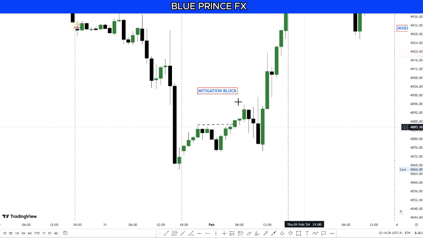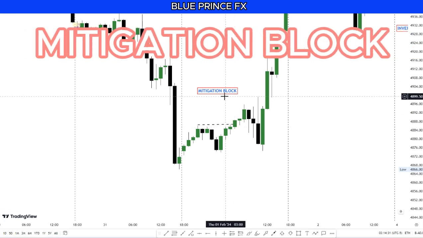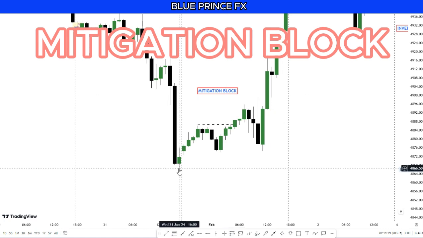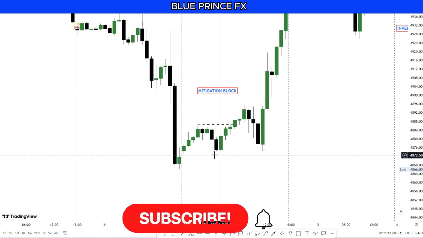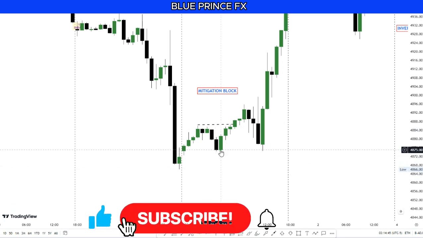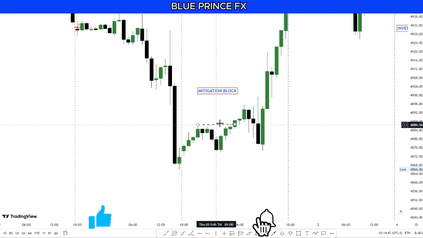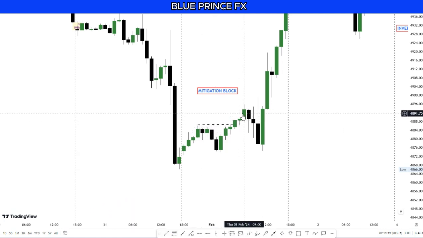The next PD array is our mitigation block. The mitigation block is almost similar to the breakup block in that you have the market making a low, the market making a high, and the market failing to make a lower low. So the market does not sweep this liquidity to the downside. It fails to make a lower low. Instead, it makes a lower high, and proceeds by breaking structure to the upside, confirming that we are now bullish.